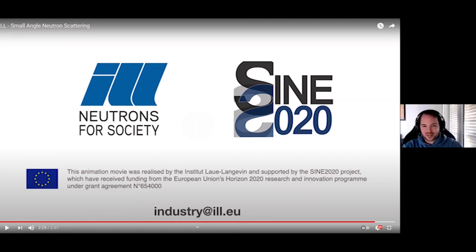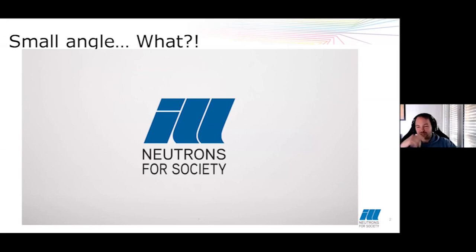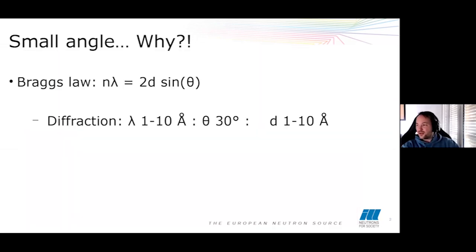So here a very simple explanation, I would say, for the general public. It gives already a first idea of what SANS is and what it's about. But then, why do we call it small angle neutron scattering?